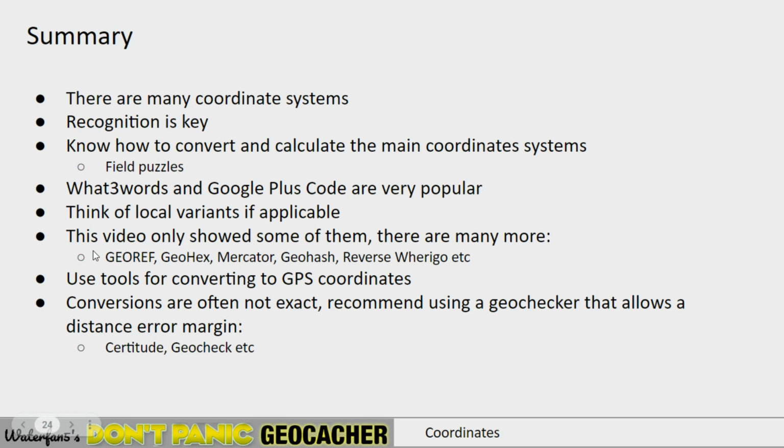Finally, this was only a few of them. There's many more. I name a few here, and these are all variants of coordinate systems. Even a system like Reverse Where I Go is again just a coordinate system. In that case, a very randomized coordinate system for the utilization that it uses.